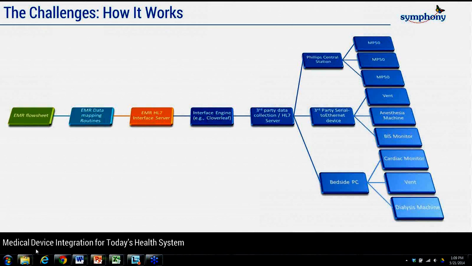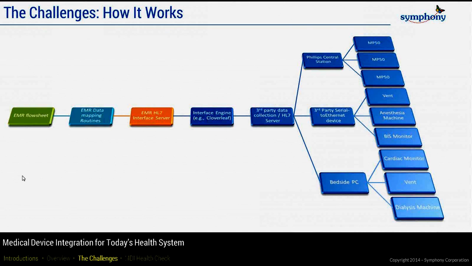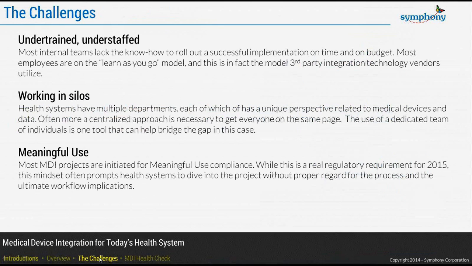So moving right along, we'll get into some of the challenges. Okay, so starting off, you've got undertrained, understaffed. The vendors use a learn-as-you-go model. What they'll do is come in and say, hey, we'll get this set up for you. We need a person to train.